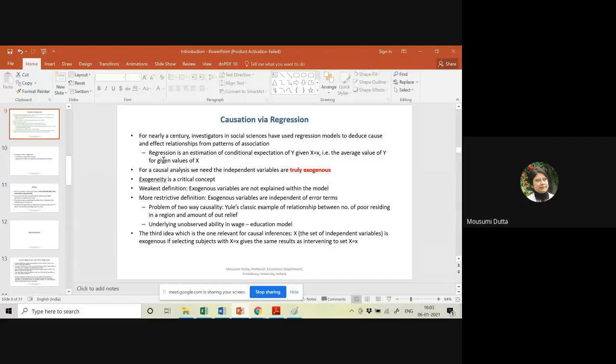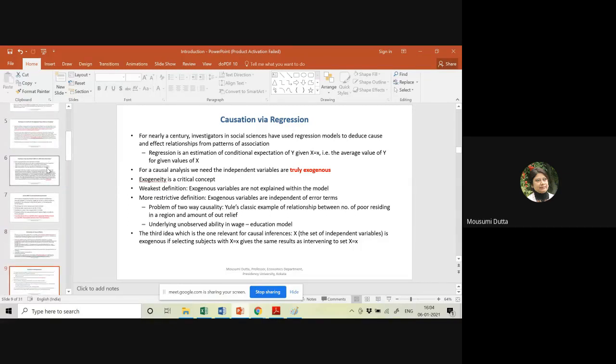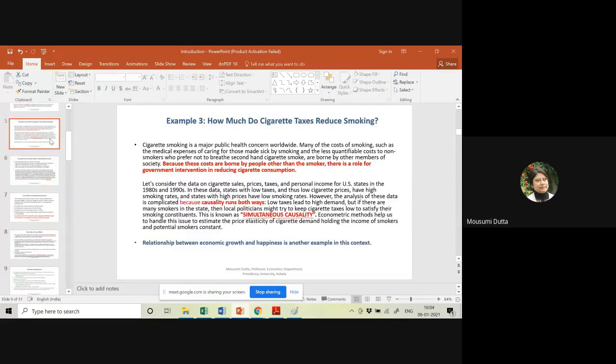Okay, so in their version, regression is an estimation of conditional expectation of y given x, that is average value of y for given value of x. Now, for a causal analysis, we need the independent variables to be truly exogenous. Okay, now truly exogenous means we will not be able to accommodate this kind of relationship.